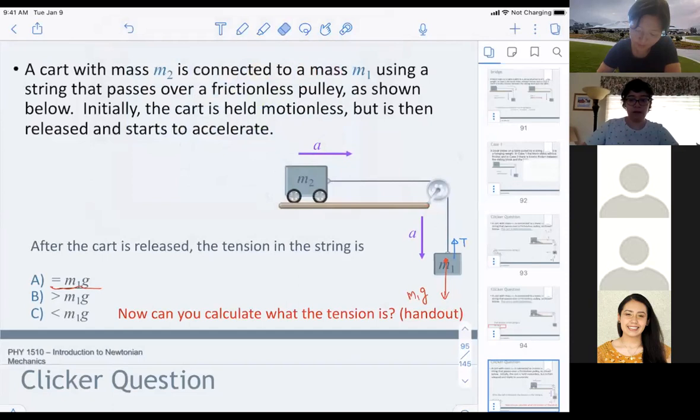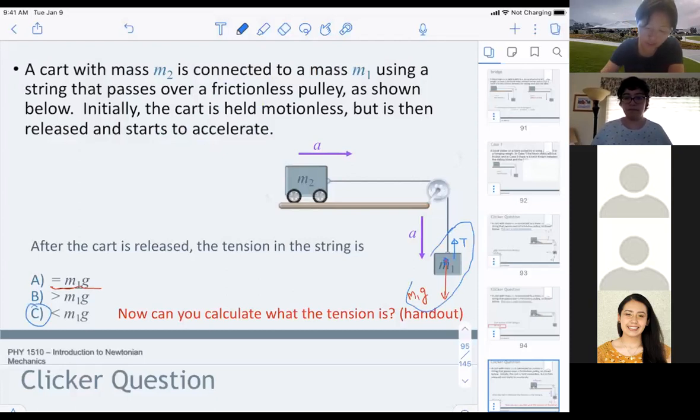Because the mass one is moving downwards now, so the mass times gravity is greater than the tension. Yeah, very good. From the diagram, we can intuitively see you want the downward arrow to be longer, so the net force adds up to be also downward, just like the acceleration. Excellent. So it's C. It's smaller.